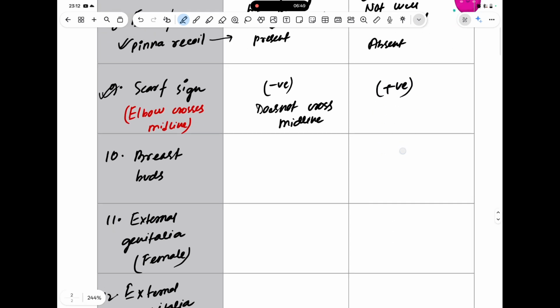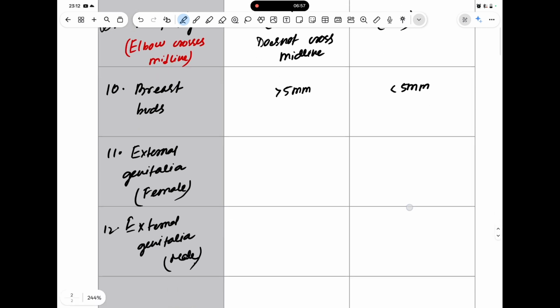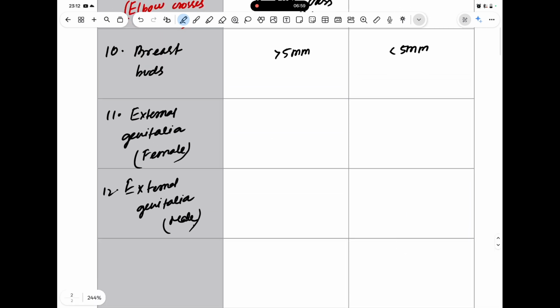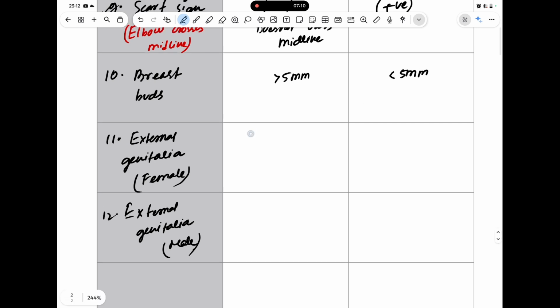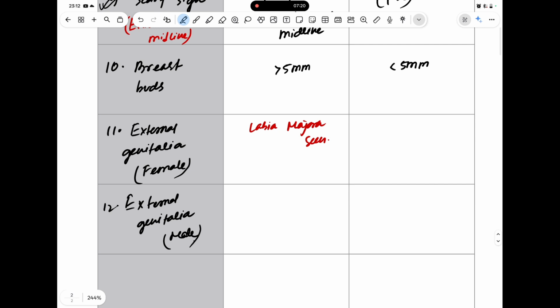Breast bud, in case of term, is more than 5 mm. In case of preterm it is less than 5 mm. External genitalia, these are the last two important. External genitalia in case of female, in case of term, only the labia majora is seen, because the labia minora is hidden by the labia majora.